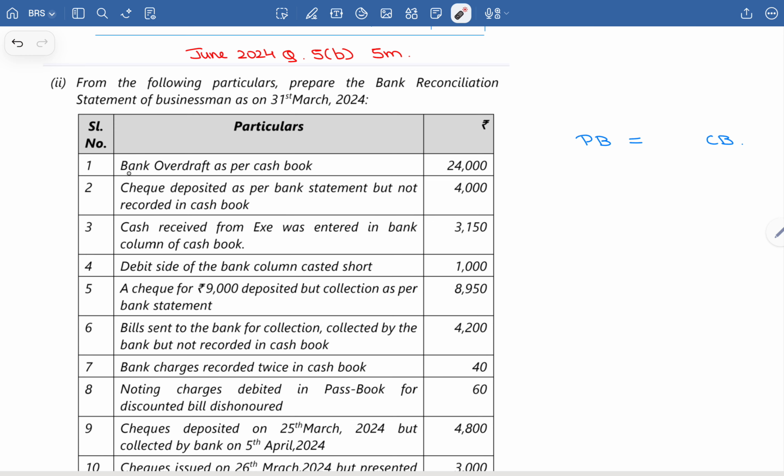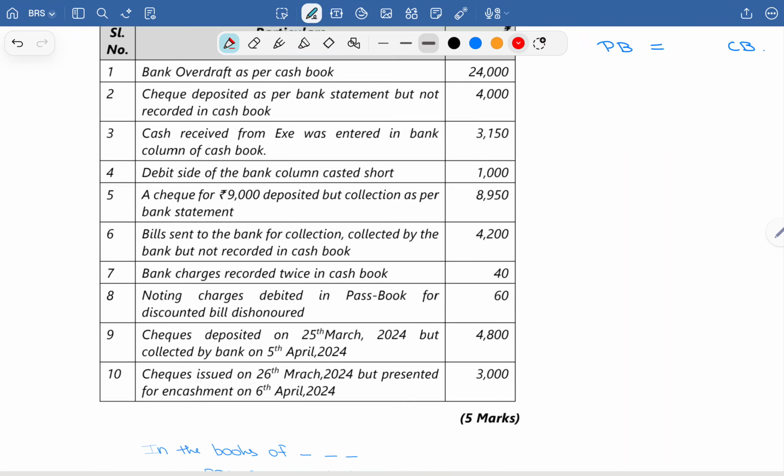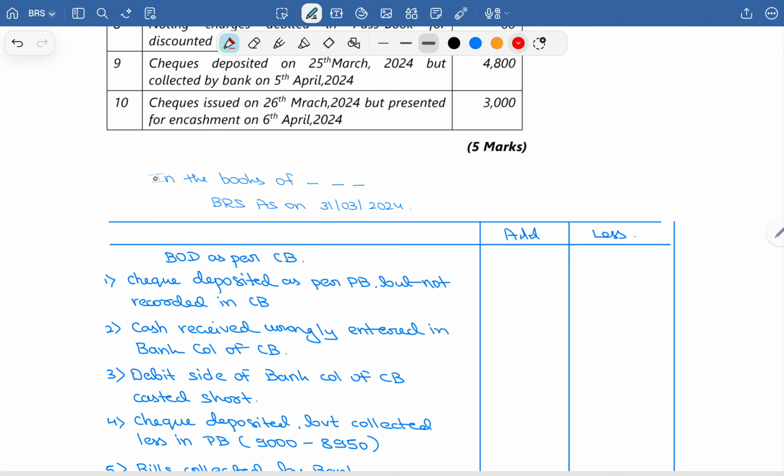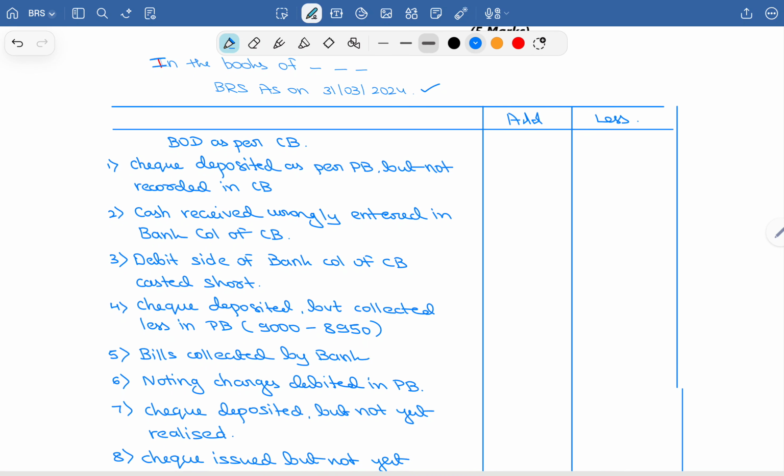So first line, bank overdraft as per cash book, rupees 24,000. So this is our base. So let us write it in the answer. In the books of the businessman, the name is not given, so we will keep it as it is. In the books of dash, BRS as on 31st March 2024, BOD as per cash book. Since it is a bank overdraft, I will write it in the less column, 24,000.